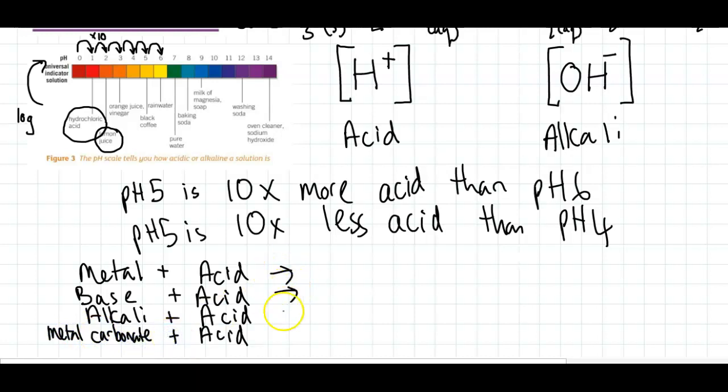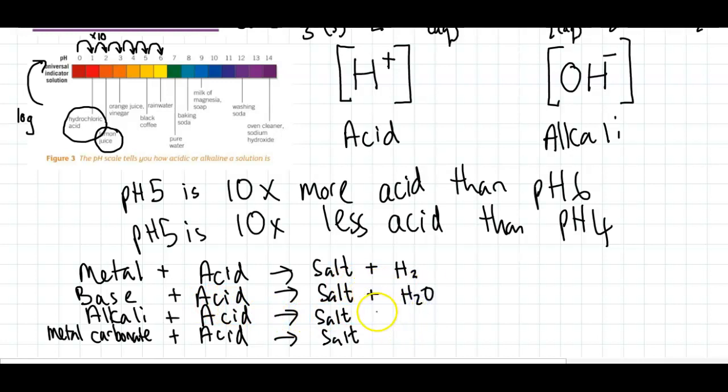In all of these cases, you're going to get a salt. Always a salt. When it's a metal on its own, we've learned that we get hydrogen. When it's a base or an alkali, we know we get water, which we can evaporate to get our sample of salt. And if it's a carbonate, we get water and we also get carbon dioxide. So those are the general equations for neutralizing acids in 4 different ways.